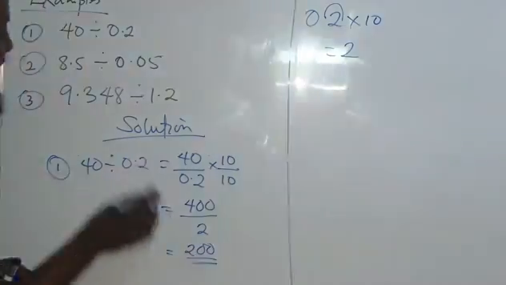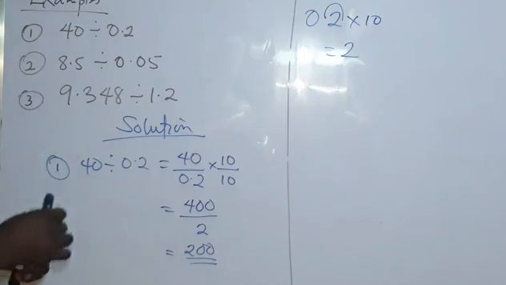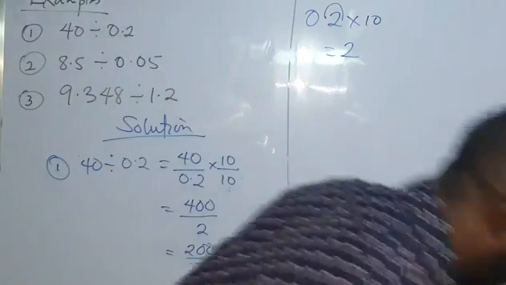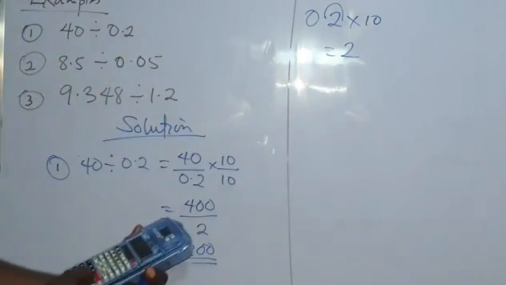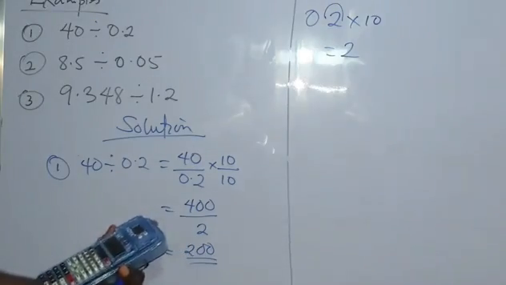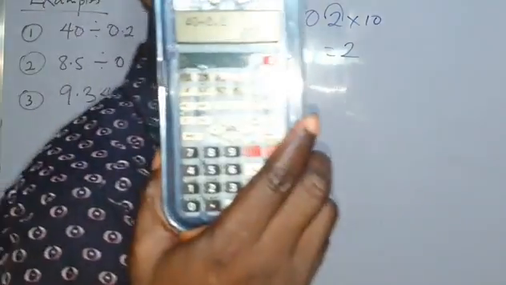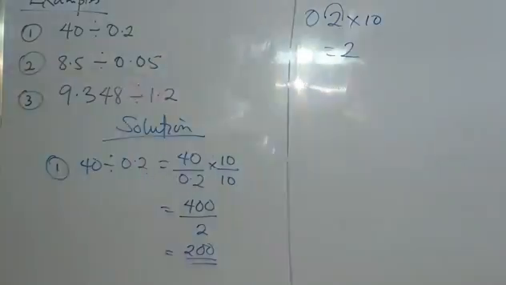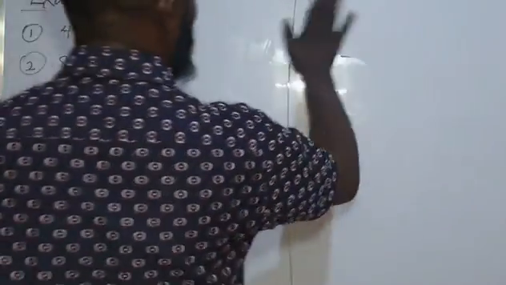200. That is the answer. So if you use your calculator to do this, 40 divided by 0.2, you have 200, as you can see here. I believe that is very clear to you. So if that is the case, let's look at number 2.